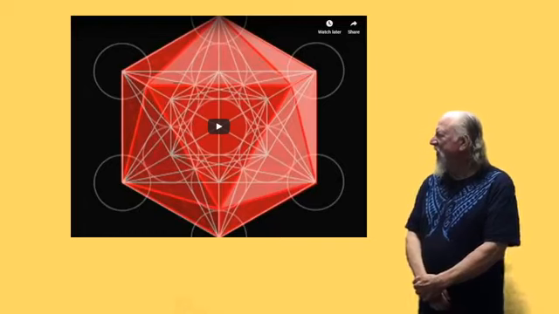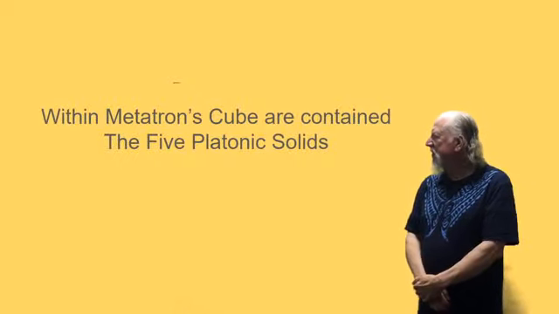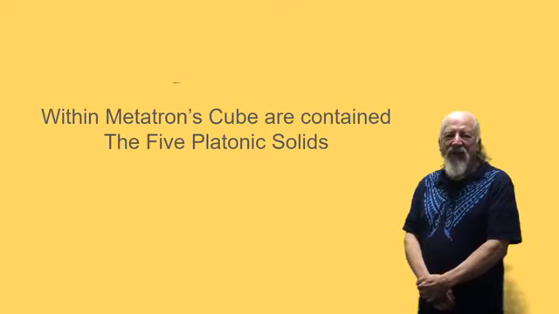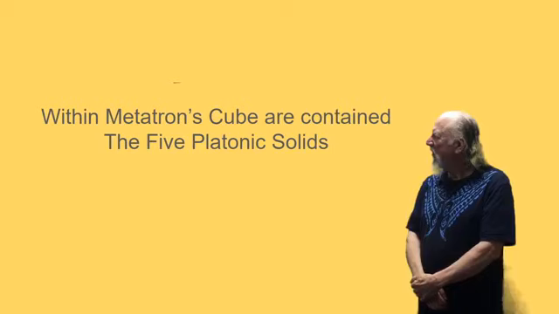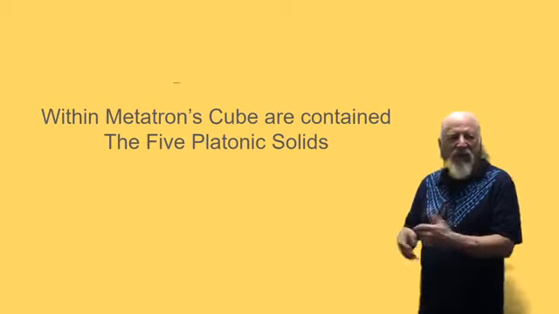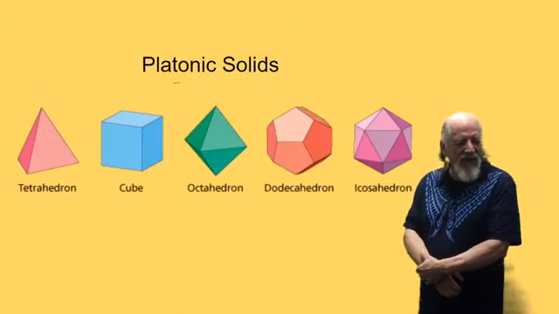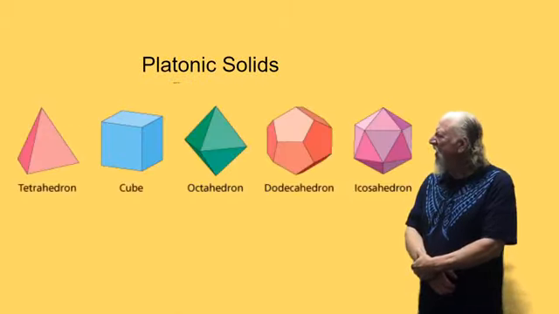Next. We have the 5 Platonic solids, and that's a very well-known thing, especially amongst mathematicians. So let's have a look at each one of those. The tetrahedron, the cube, or another name for the cube is the hexahedron, octahedron, dodecahedron, and the icosahedron.